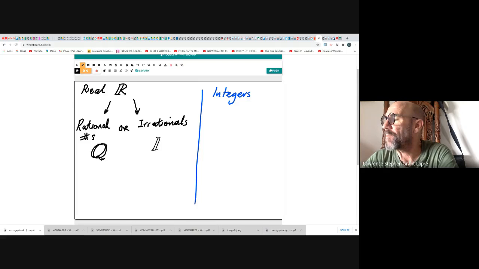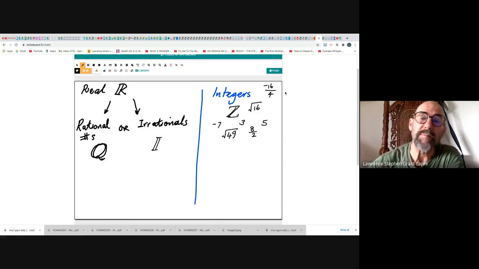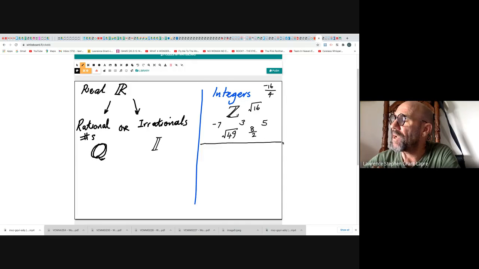Irrational is a capital I. And Z is the set of integer numbers, which are numbers which have no decimal places. They are no parts. So -7, 3, 5, square root of 16, square root of 49, 8/2. You see, that's the number 4. -16/4. That's the number -4. You see, no parts. All right, integers don't have any decimals.